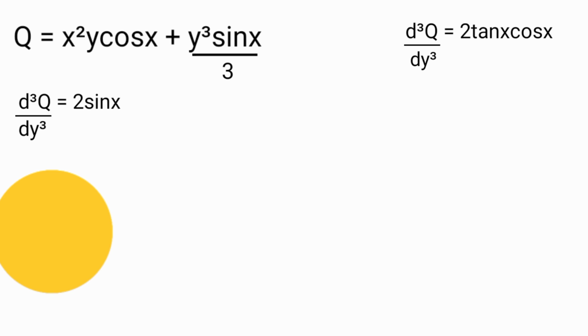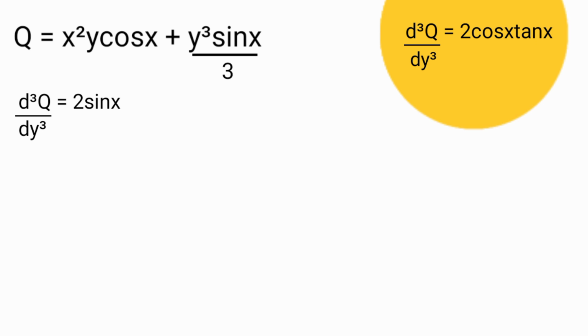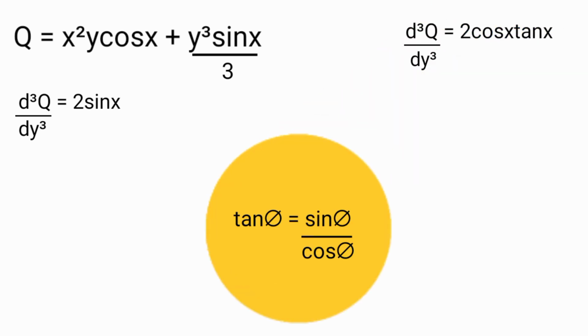So now, recall we were asked to prove that d cube q dy cube is equal to 2 cos x tan x. So that means we should prove that 2 sin x is equal to 2 cos x tan x. So how can we prove that? We know that from trigonometric identities, tan theta equals sin theta over cos theta, and that means tan x equals sin x over cos x.